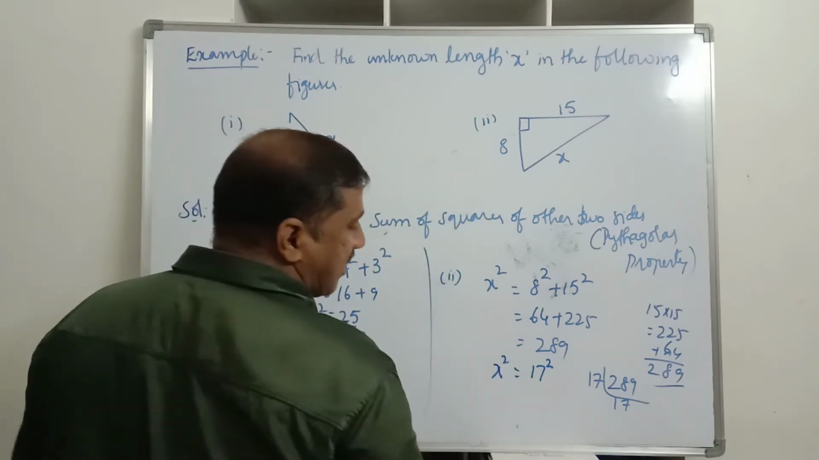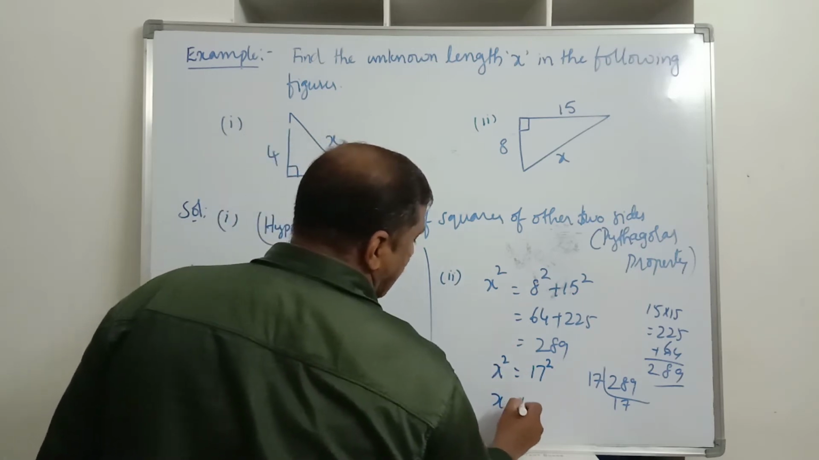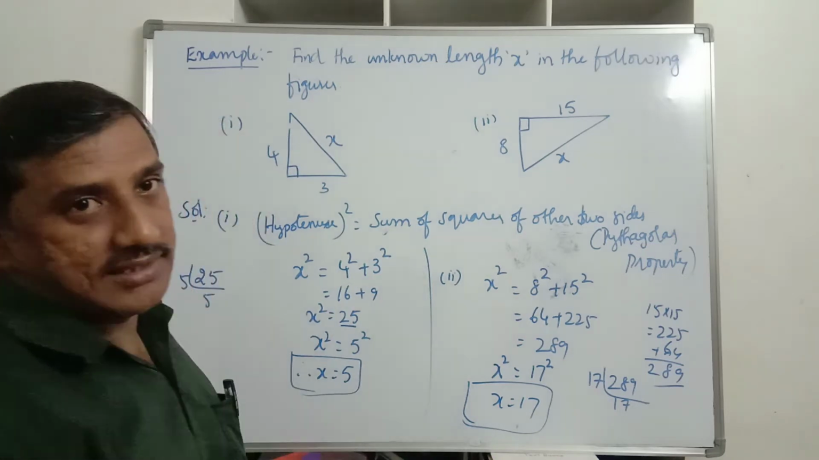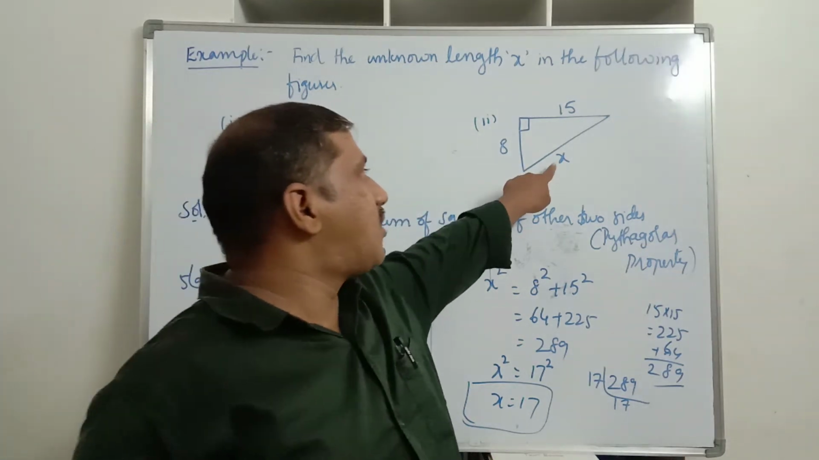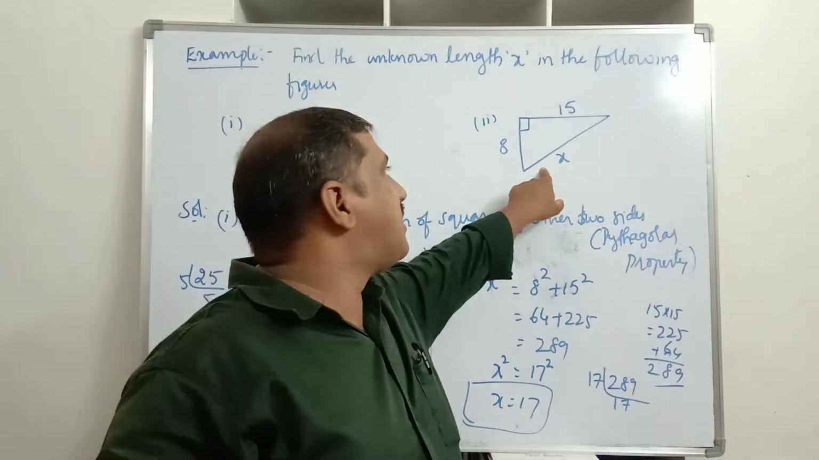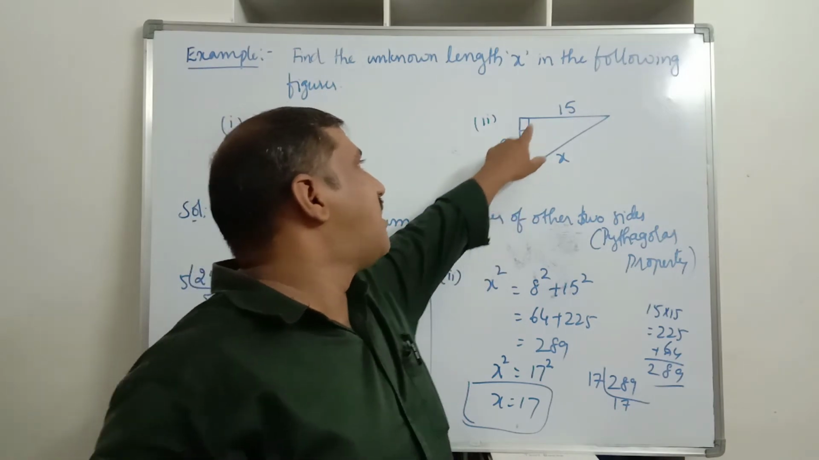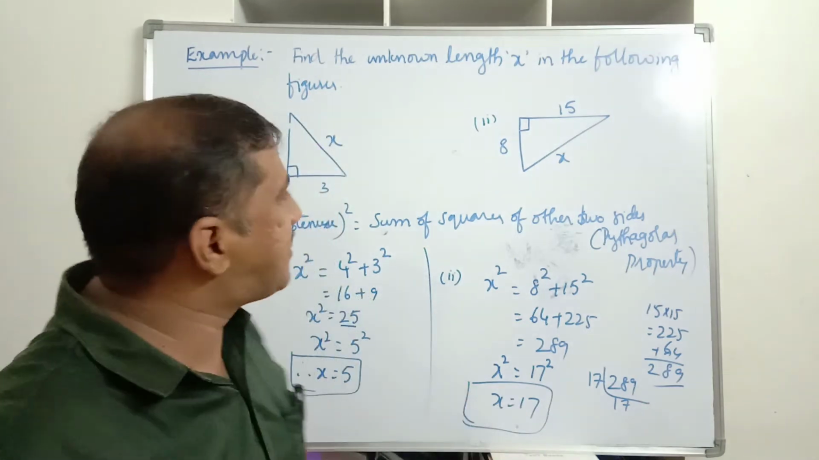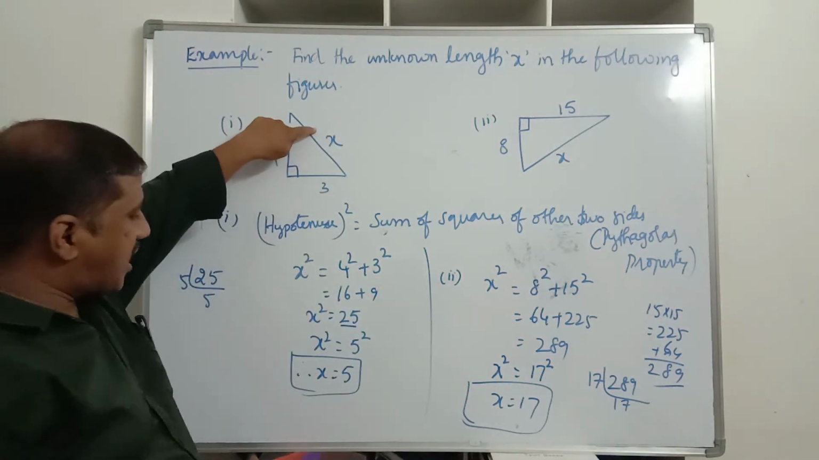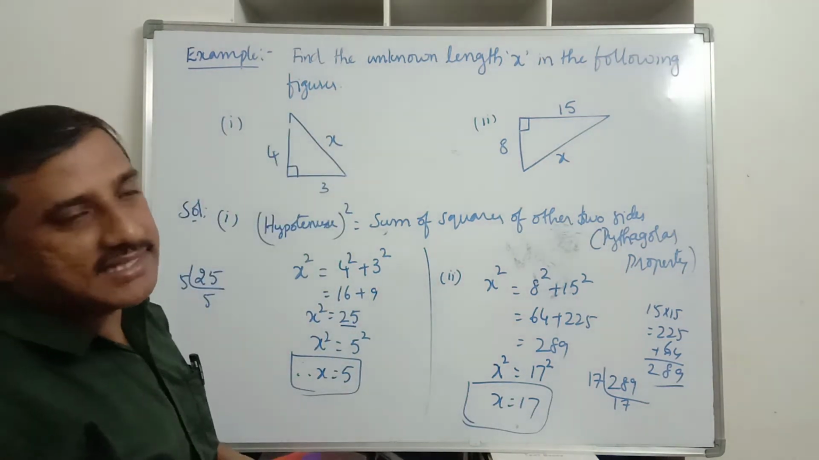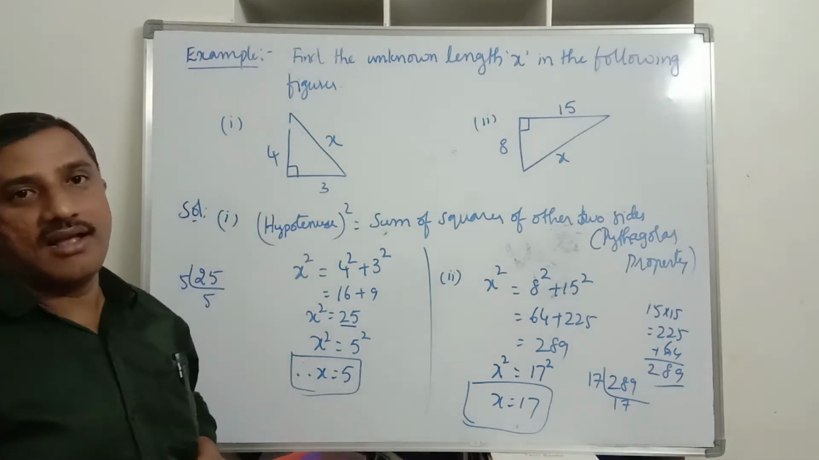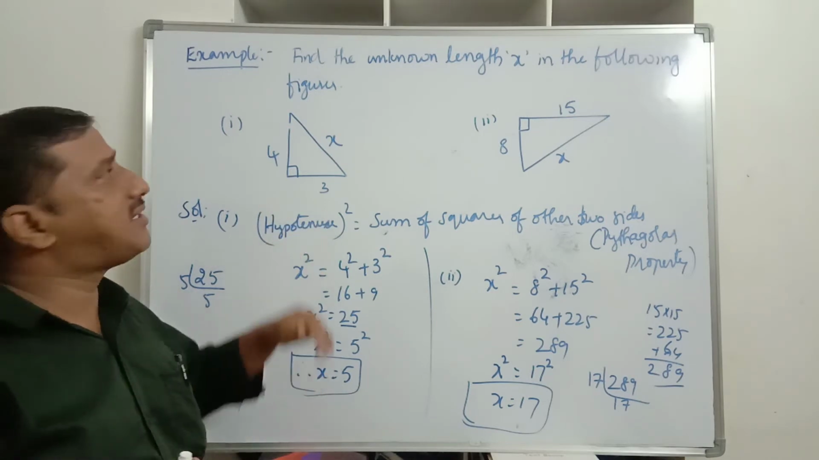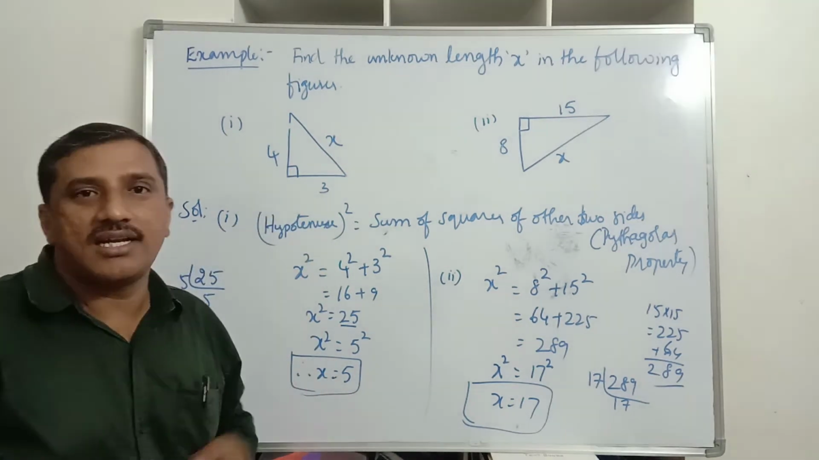Again here the bases are equal. Therefore x is equal to what? 17. That is, the hypotenuse is equal to 17. x is equal to 17. As I told, the hypotenuse will be the longest side. In 8, 15 and 17, 17 is the longest. Here also, 4, 3 and x we got 5. 5 will be bigger than 4 and 3. Is it clear? Like this we will find the unknown value x, that is the hypotenuse, by using the Pythagoras property.